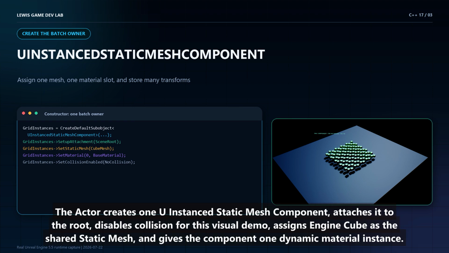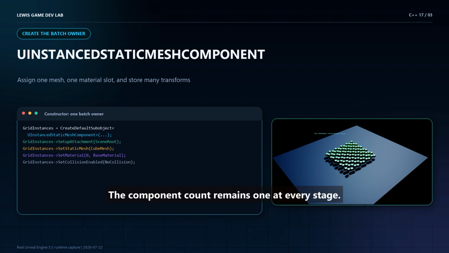The actor creates one UInstancedStaticMeshComponent, attaches it to the root, disables collision for this visual demo, assigns engine cube as the shared static mesh, and gives the component one dynamic material instance. The component count remains one at every stage.